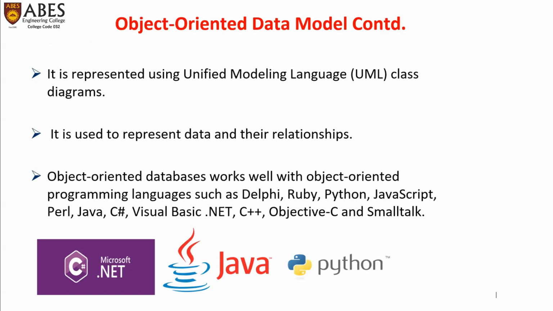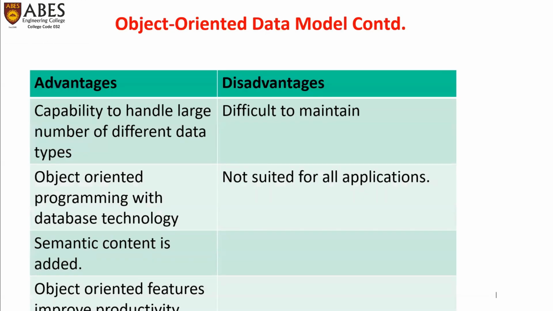Object-oriented databases work well with object-oriented programming languages such as Delphi, Ruby, Python, JavaScript, Perl, Java, C#, Visual Basic, .NET, C++, Objective-C, and Smalltalk. The advantage of the object-oriented model is the capability to handle a large number of different data types.